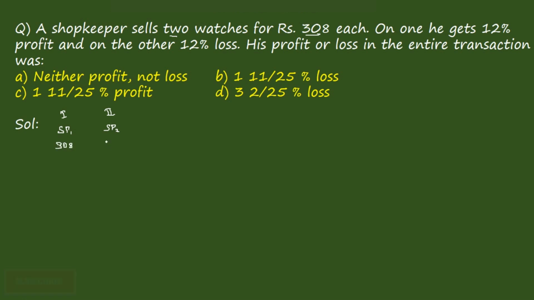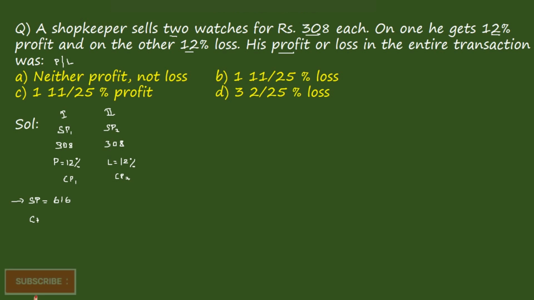Each of them is sold at 308, 308. Again they are saying on one he gets 12% profit, on the other 12% loss. Here, the profit is 12% on the first one and on the second one there is a loss equal to 12%. Now they are asking the profit or loss in the entire transaction. We have to find whether on total it is a profit or loss. Consider the cost prices as cost price 1 and cost price 2. The total selling price is 308 plus 308, so it becomes 616.